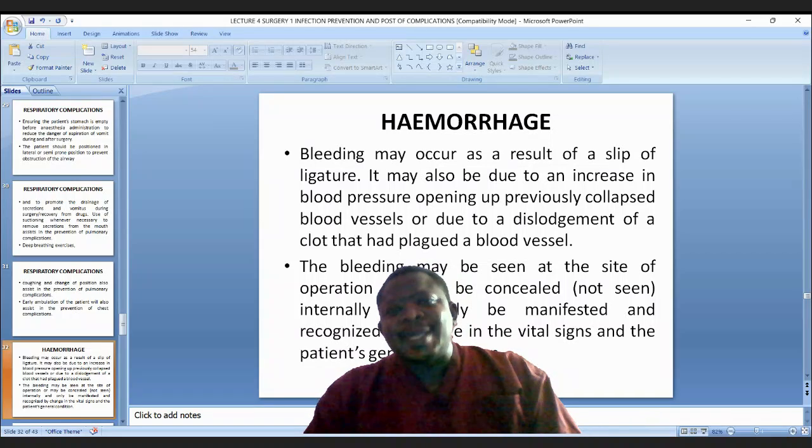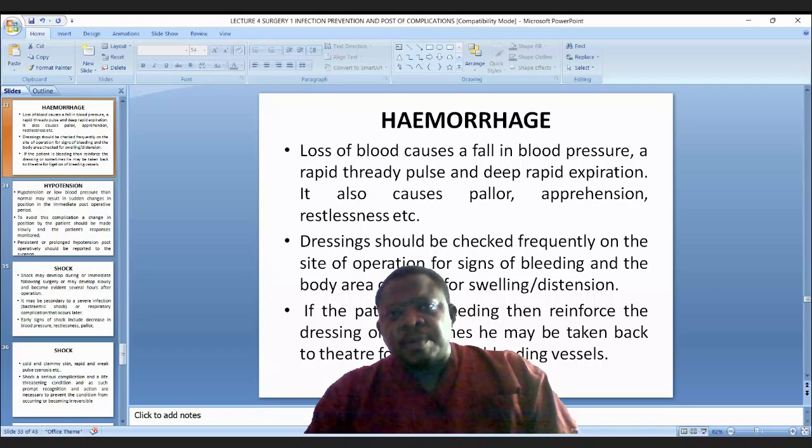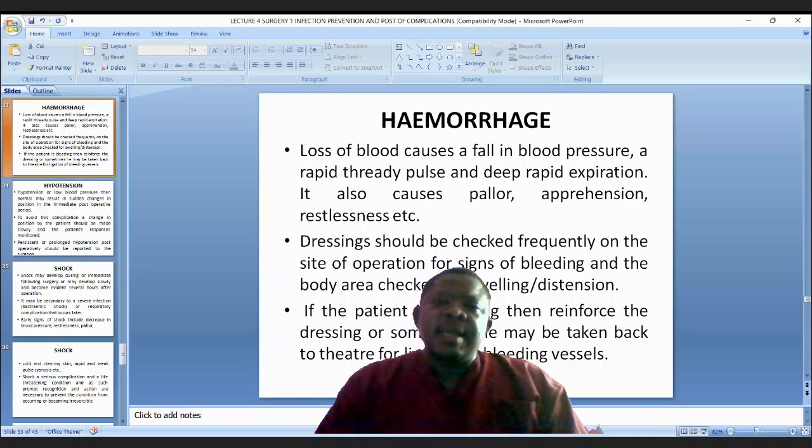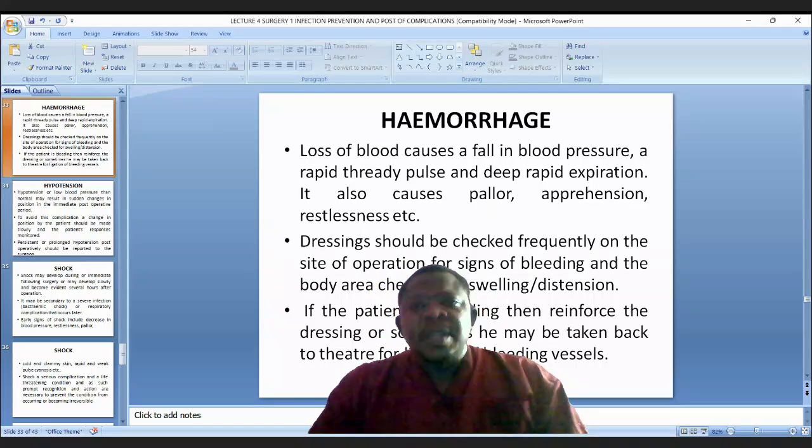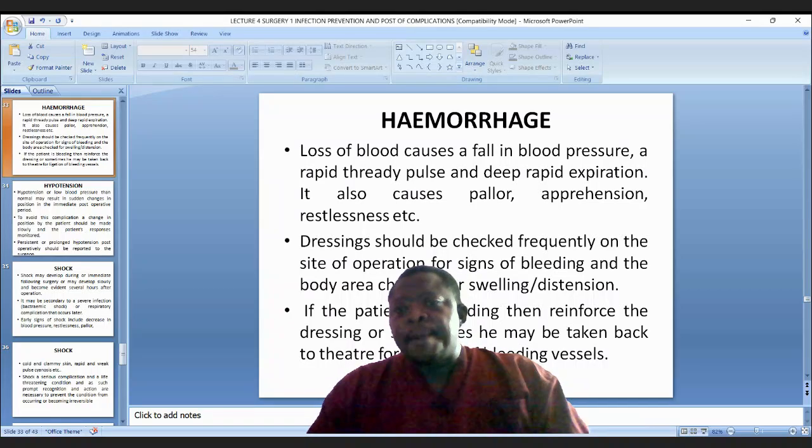The other complication within the cardiovascular system is hypotension. There is hemorrhage and there is also hypotension. Hypotension, where we are looking at lower than normal blood pressure, may result from sudden changes in position in the immediate postoperative period. To avoid this complication, a change in position of the patient should be made slowly and the patient's response monitored. Resistant or prolonged hypotension postoperatively should be reported to the surgeon.